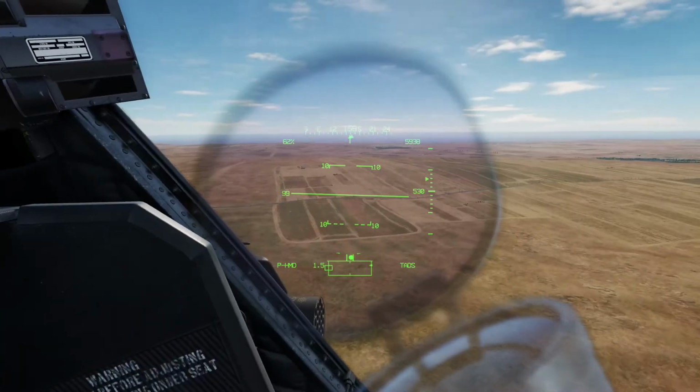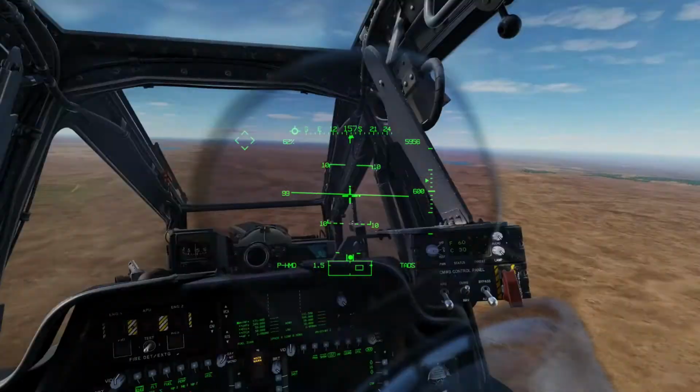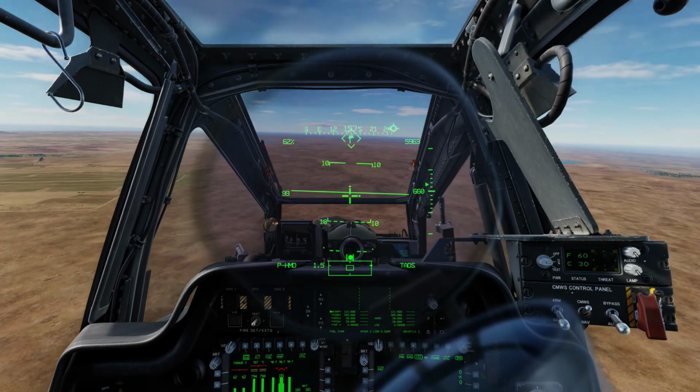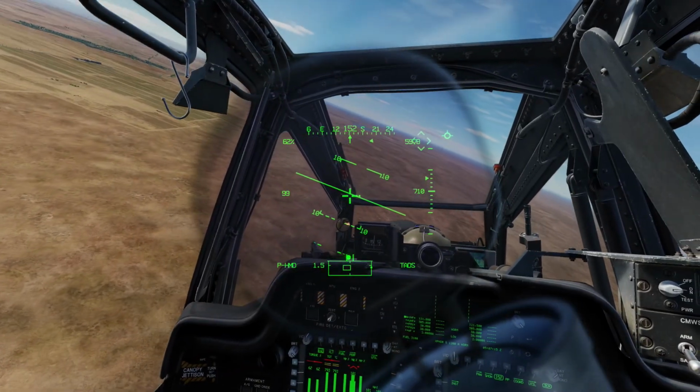So, density altitude. Many of you probably know what it does, but not necessarily how it might affect the aircraft or by how much.